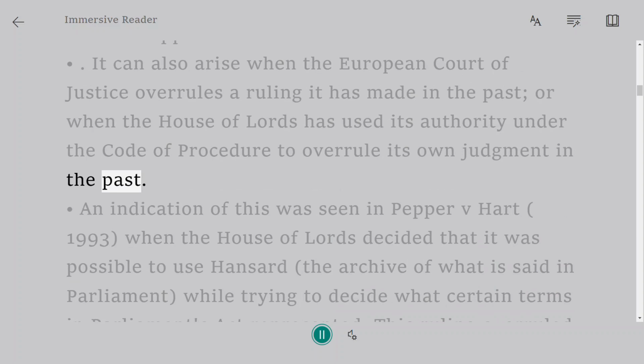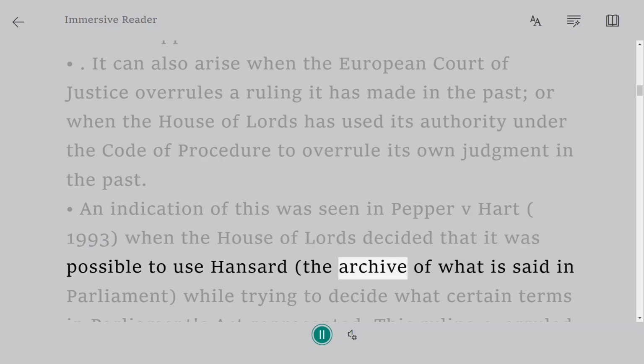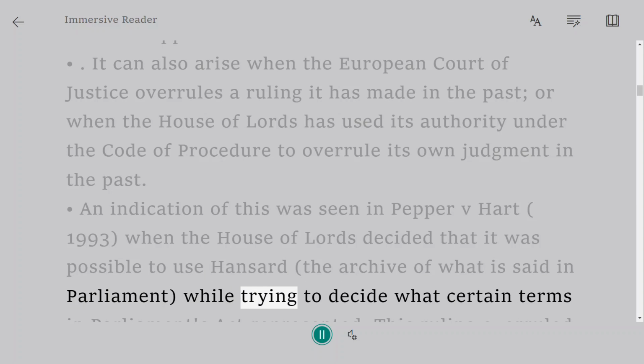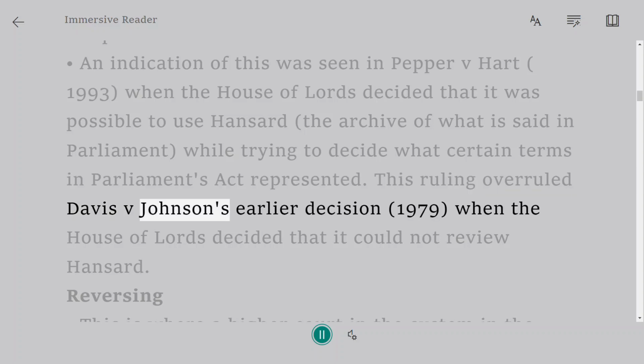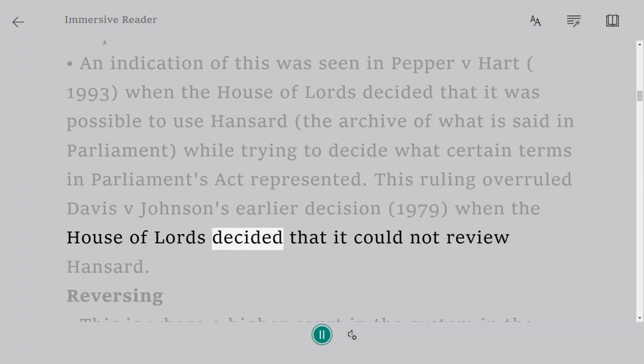An indication of this was seen in Pepper v. Hart, 1993, when the House of Lords decided that it was possible to use Hansard, the archive of what is said in Parliament, while trying to decide what certain terms in Parliament's Act represented. This ruling overruled Davis v. Johnson's earlier decision, 1979, when the House of Lords decided that it could not review Hansard.